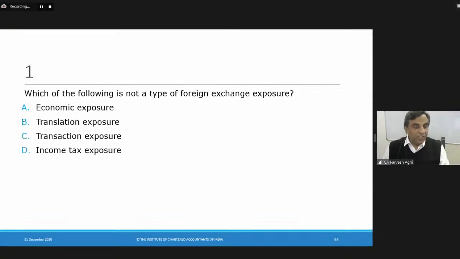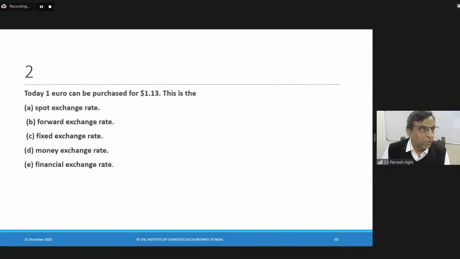Okay, so the answer is D. Yes, the answer is D. Some of the students have answered. Sumit, yeah, absolutely, you're bang on right. Ambika, you're also right. Okay, so let's go to the second one. Yeah, income tax exposure is not a type of exposure.